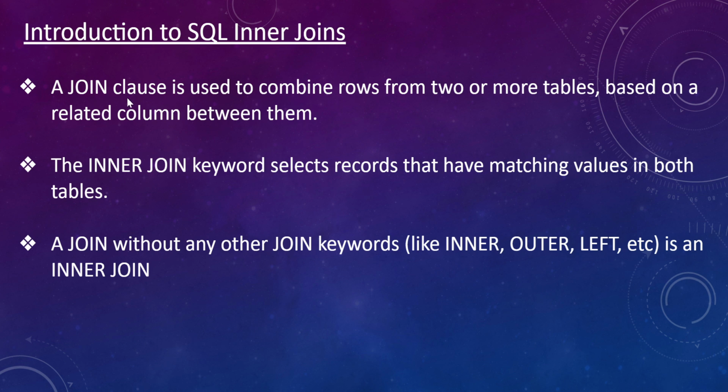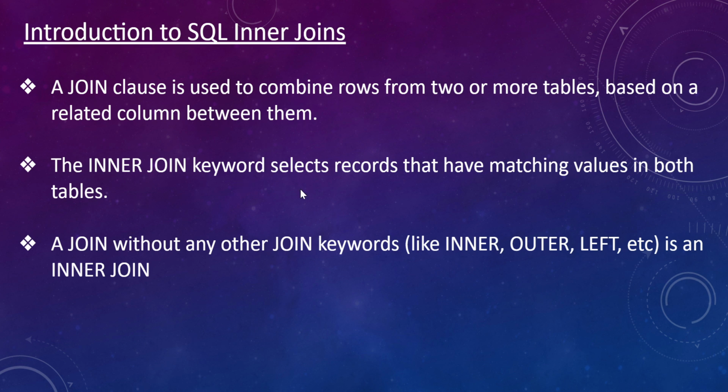We have already seen that a join clause is used to combine rows from two or more tables based on a related column between them. Most of the time it is not possible to fetch the data from one table only, and it is required to join multiple tables and get the desired data. There are many types of joins: inner join, left join, outer join, full join, natural join. But today we will focus only on inner join.